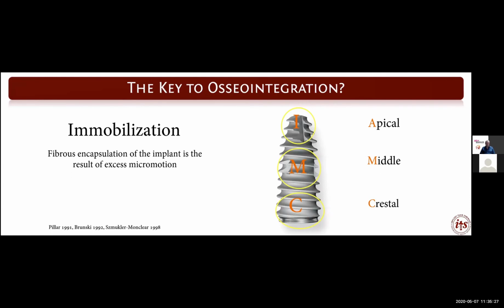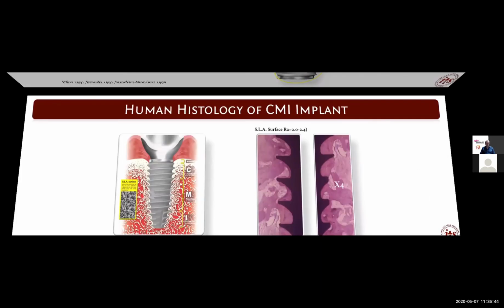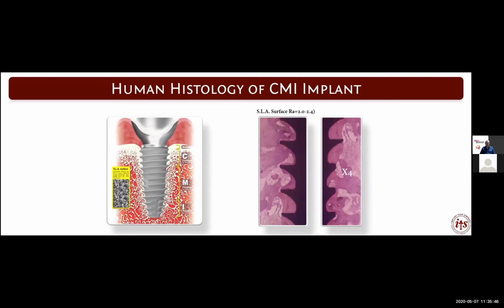C is at the region of crestal bone for bone implant contact, M for the mid-implant threads, and I referring to a thread design at the apex of the implant. The bone implant contact increases with bone compaction while inserting the implant. An important concept which we'll show in the next few slides.